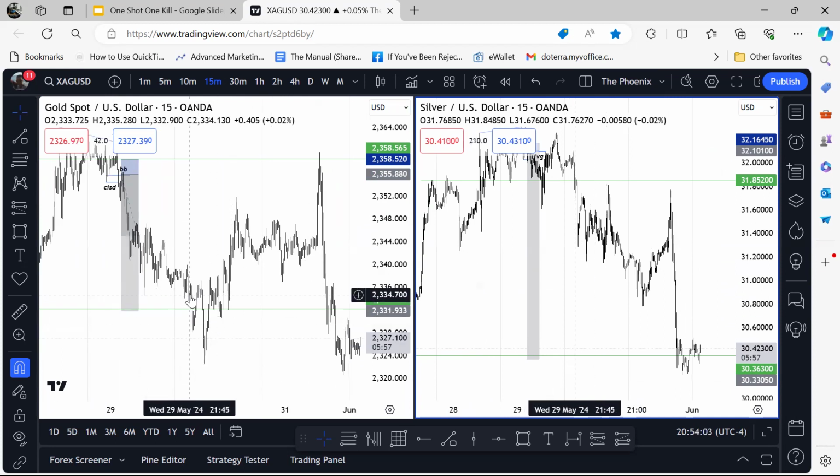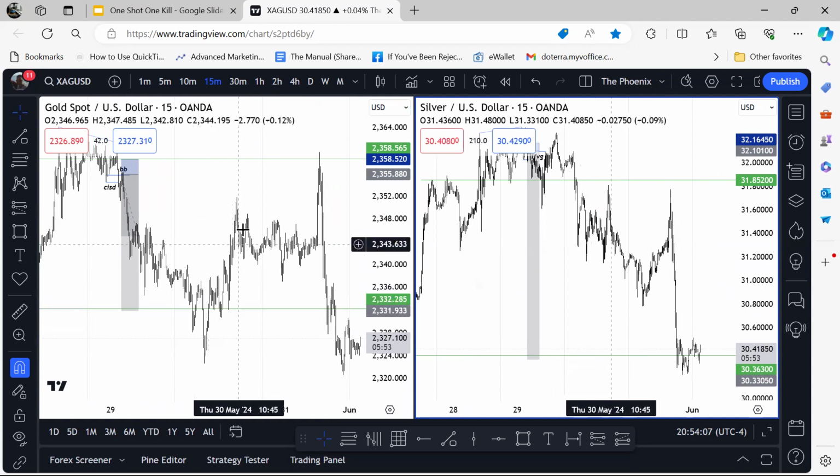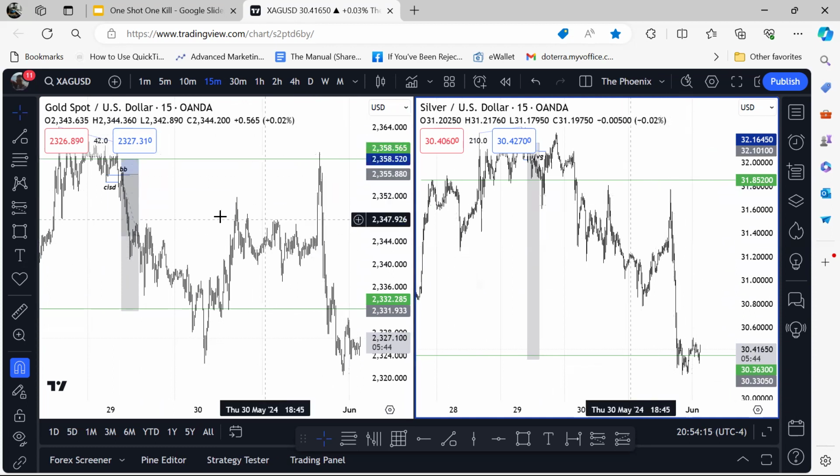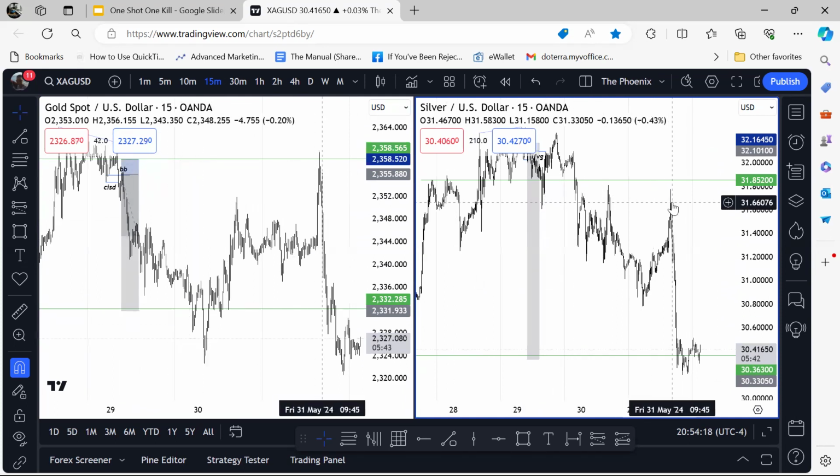And you could have now looked for your entry to buy back to the other end of the range. And it goes vice versa. As you can see, price came back to the high of Monday on gold. It didn't do the same on silver. I hope your eyes are opening up to how powerful SMT divergence is.